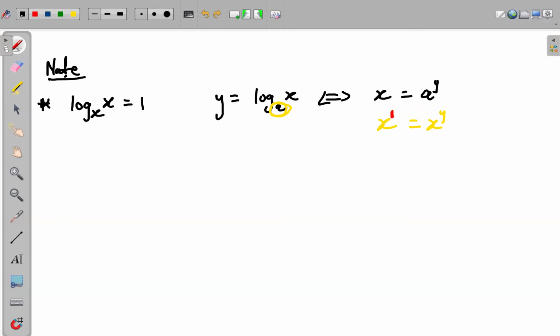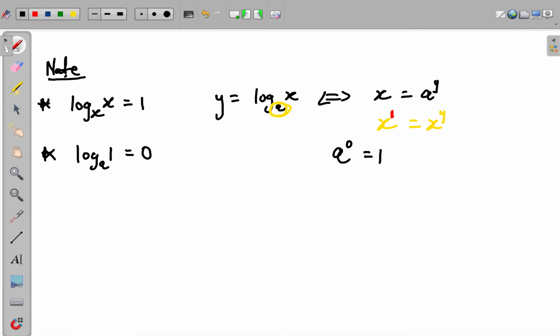Another important one, the second important note, is that if I've got log 1 base a, I will get 0. Again, this has to make sense in the context of the exponential, because we know in the exponential, anything to the power 0 is 1. You see that? That is quite important.